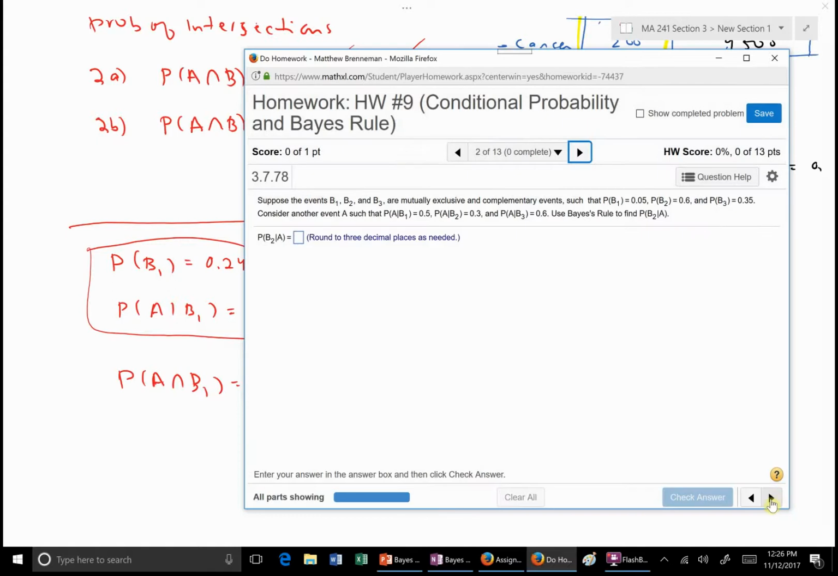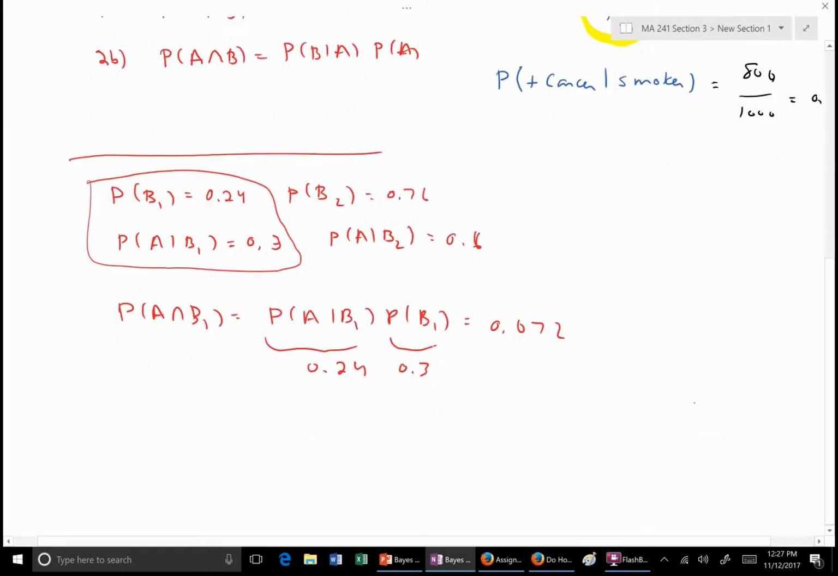And the probability of B2 given A1. So this is an interesting question. This is where Bayes' rule really comes in handy, okay? So I want the probability of B2 given A. All right. So the probability of B2 given A.